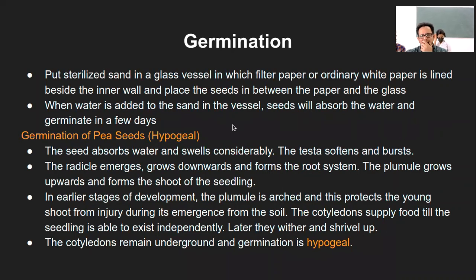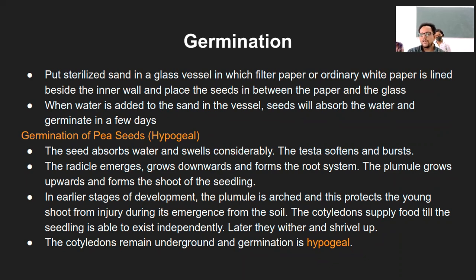Now if you look closely into the hypogeal type of germination, which happens in pea seeds, the garden pea plant, or what we call matar, this hypogeal type of germination occurs. Now, the simplest thing is the process of germination, which you have to explain here. Let's say if the question is to describe or explain the hypogeal type of germination, then you start from a seed. You have the seed in soil. There is water, of course. So the seed will absorb the water.